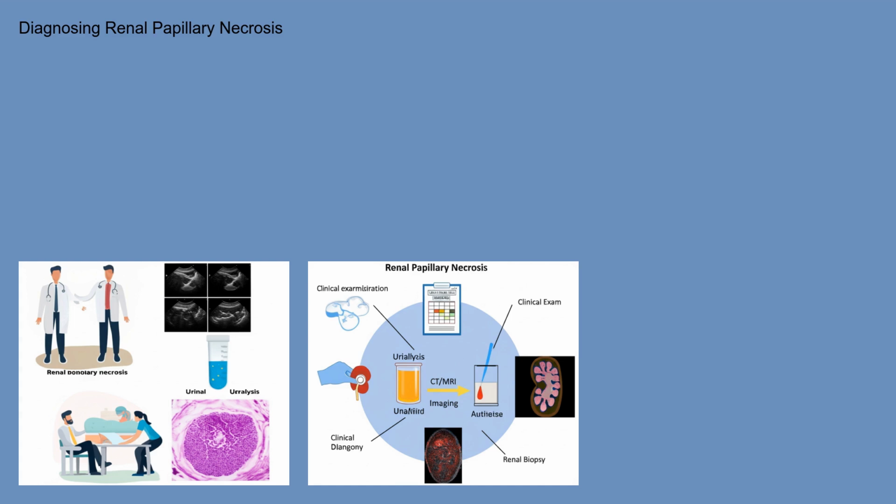Imaging studies such as intravenous pyelogram (IVP) or CT urography can visualize the characteristic ring shadow or medullary cavitation appearance of the necrotic papillae. Retrograde pyelography may also be used, although less frequently now due to the availability of less invasive options. Renal biopsy is rarely performed but may be considered in atypical cases.